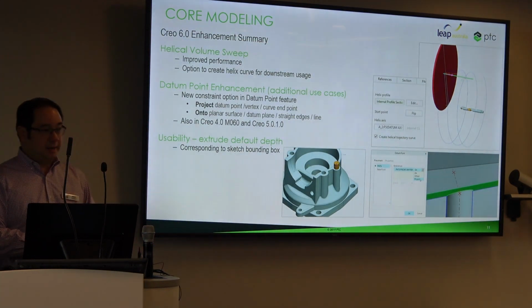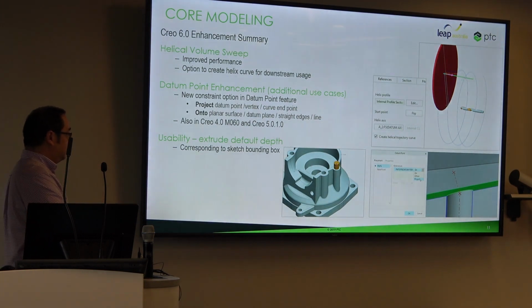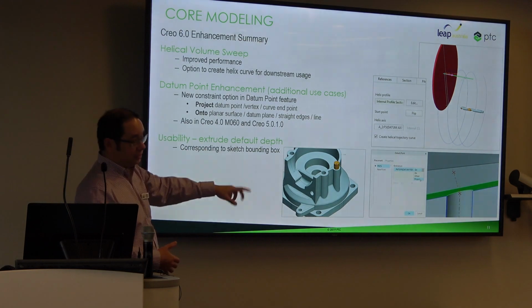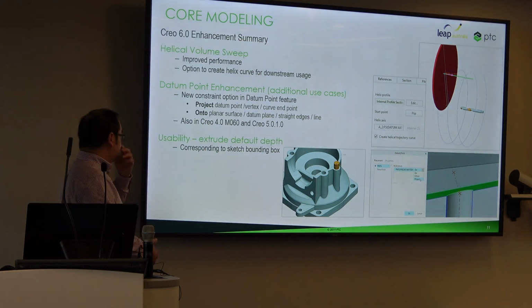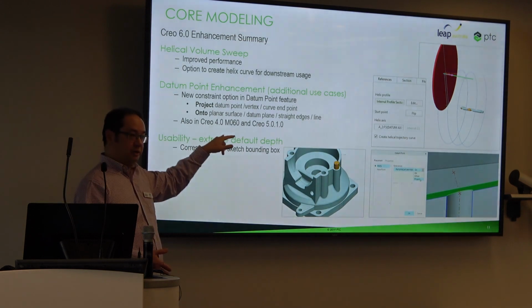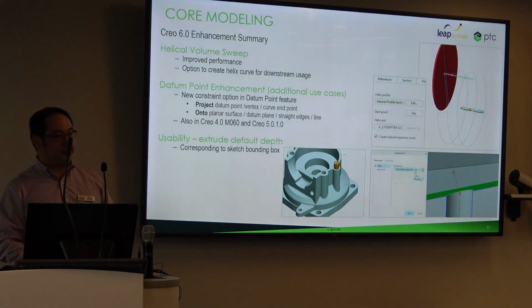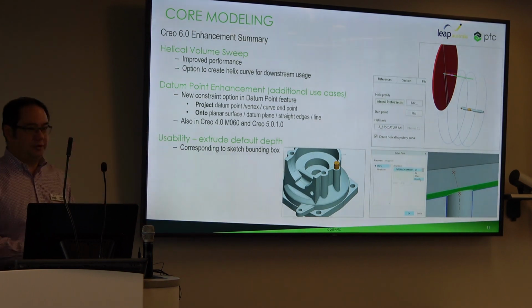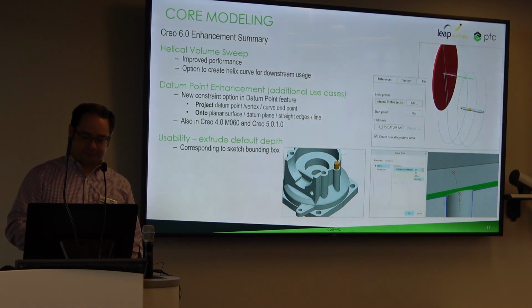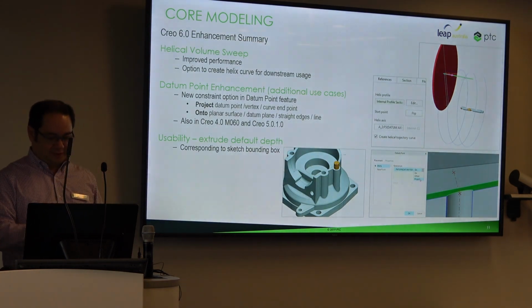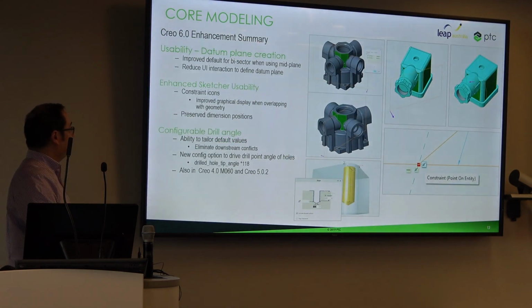Some new options for datum point creation, a new project option onto the planar surface. And this option, along with a few more that you'll see through today, are not just in Creo 6; they are options that have been backported to Creo 5 and 4 as well. So some of you might see these, as long as you're on the right version as listed there. The extrude depth option, a nice new setting there again, which I'll show in the demonstration.